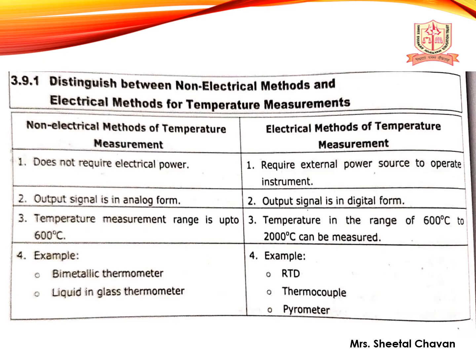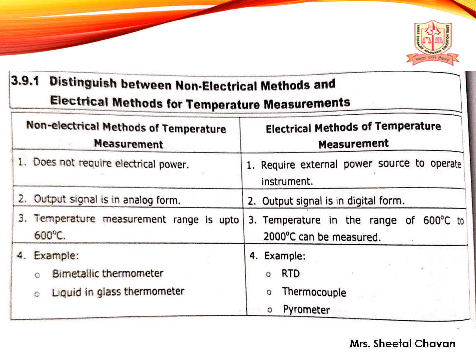The next point is distinguish between non-electric method and electric method for temperature measurement. So the first difference is it does not require electrical power. So because of this it is named as non-electric method. In the second column, in electrical method, they require an external power source to operate the instrument. Second, in non-electric method, the output signal is in analog form. And in electrical method, the output signal is in digital form.